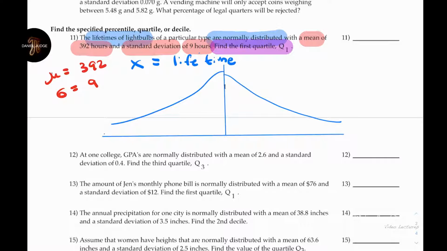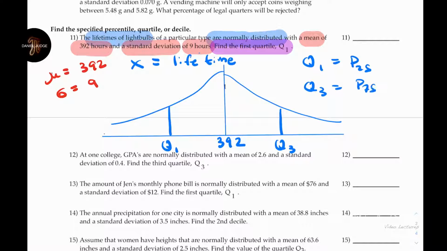If you guys remember, the mean here is 392. That goes in the center here. And what I said in class, if you guys remember, the first quartile value is a threshold value. That's the 25th percentile. Over here, you have the third quartile value, and that's the 75th percentile. Now, notice here, the second quartile value is actually that mean, because that's P50. So this is going to be Q2 here.